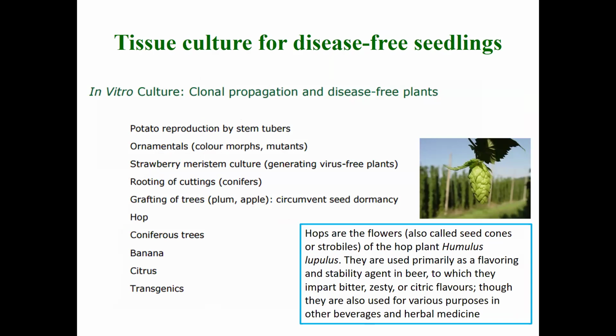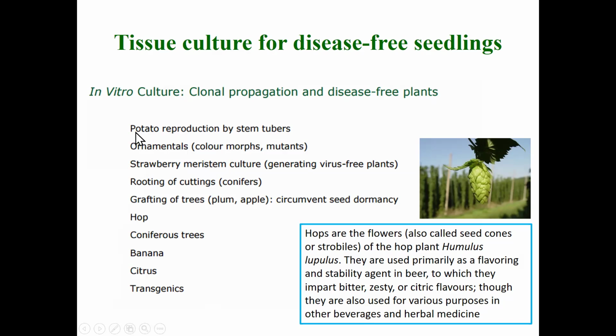You need special care and a semi-controlled environment to make the plant hardy enough to survive in real environmental conditions. In vitro culture, also called clonal propagation, has as its biggest target disease-free seedlings in micropropagation. So potato production, reproduction by stem tuber, is widely used.